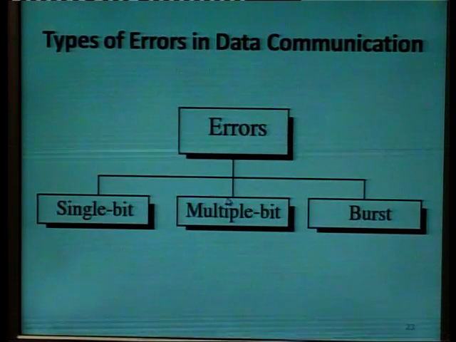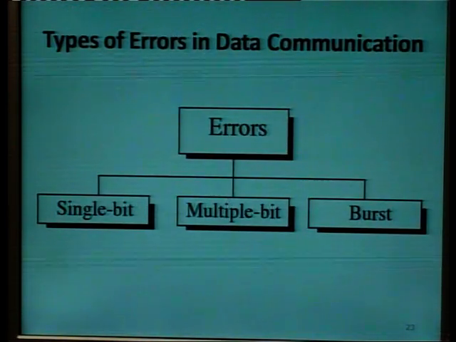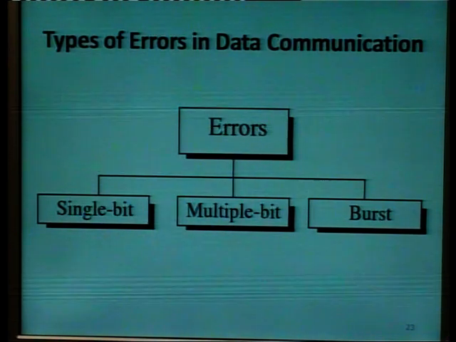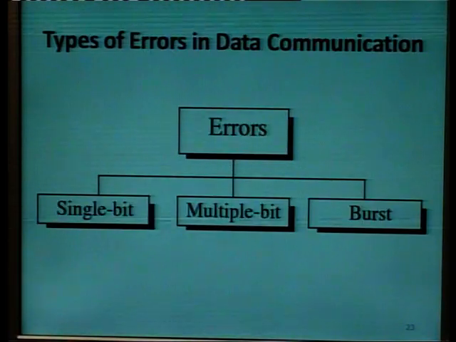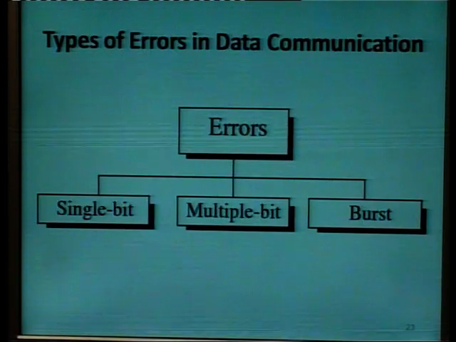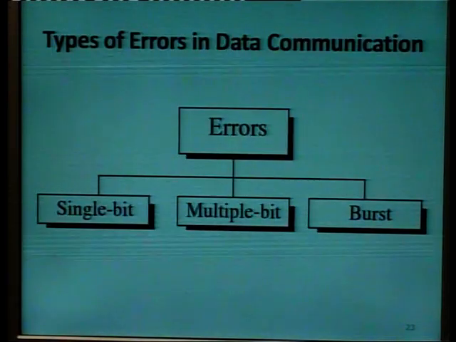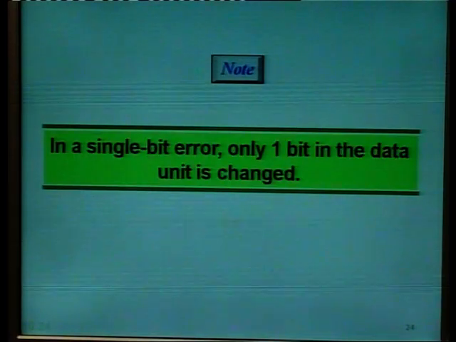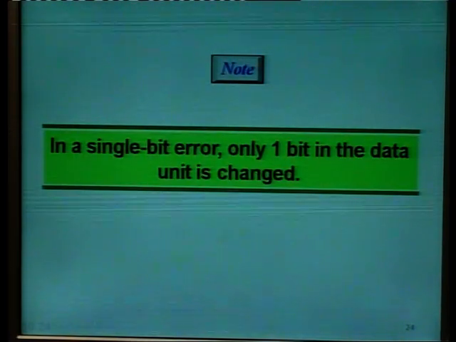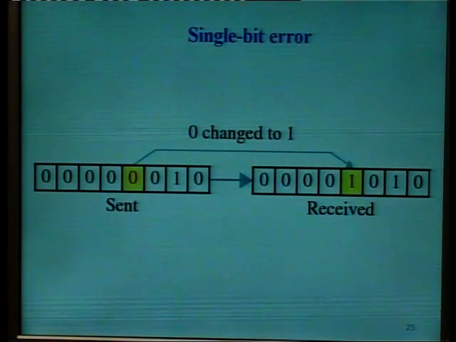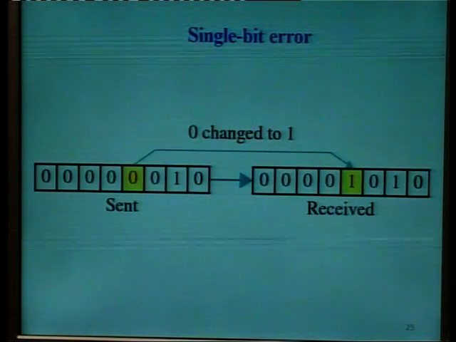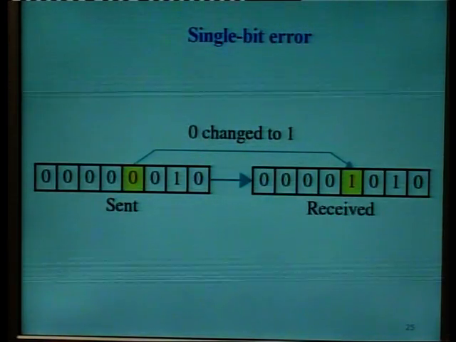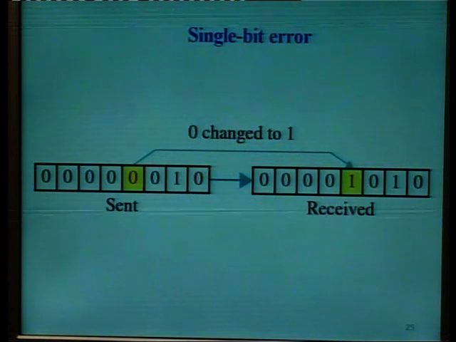What types of errors can occur in data communication? There can be basically 3 types of errors: single bit error, multiple bit error, and burst errors. In a single bit error, only one bit in the data unit is changed. Now here a single bit error is shown. Only one bit of the data is changed. Change means it will either become 0 to 1 or 1 to 0.